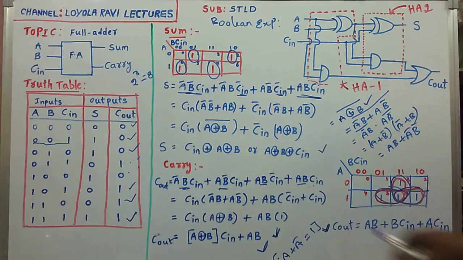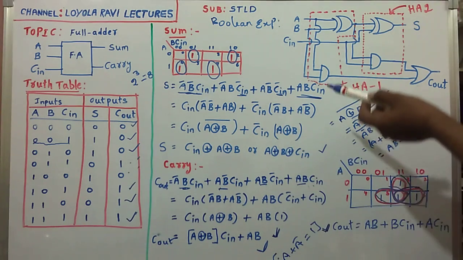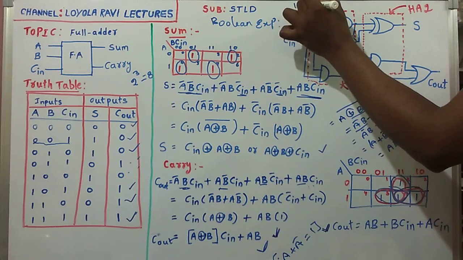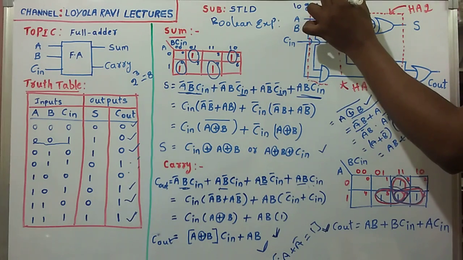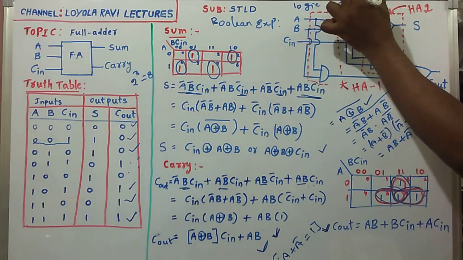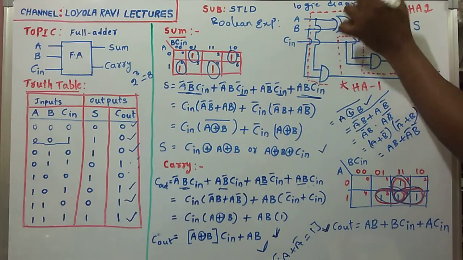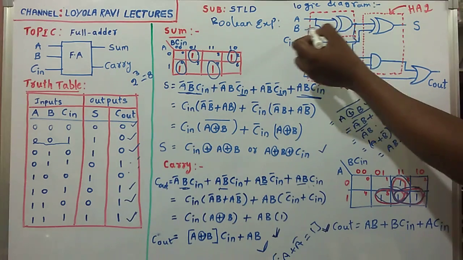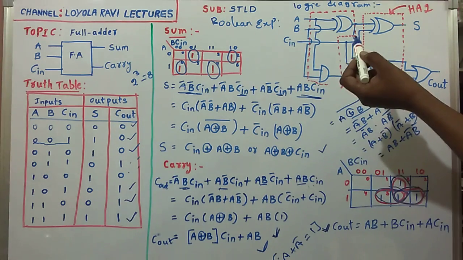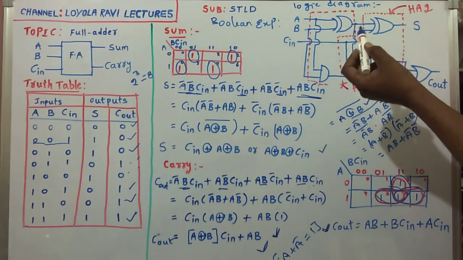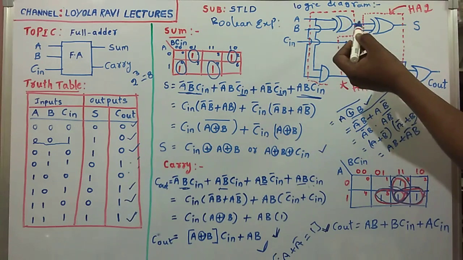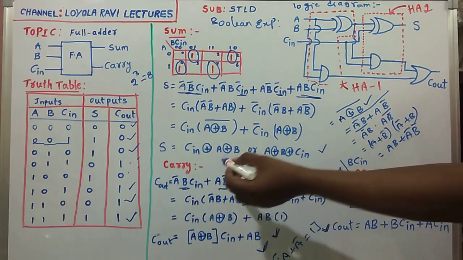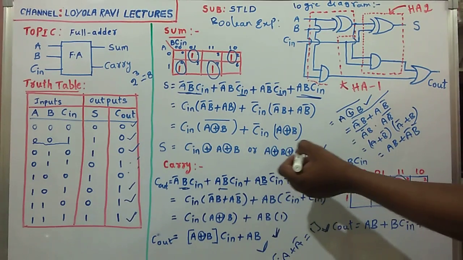Then draw the logic diagram. After simplification, go for the logic diagram. This is your logic diagram. If you know the expression, this is easy. So for A B, I am taking two-input logic gates. That's why for A B, one XOR gate. What is the sum expression? A XOR B XOR C in.